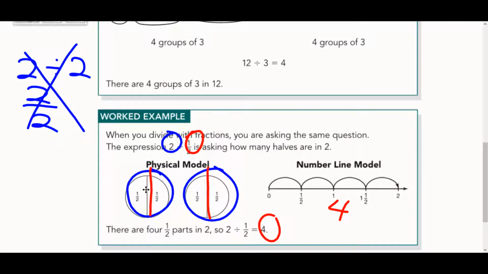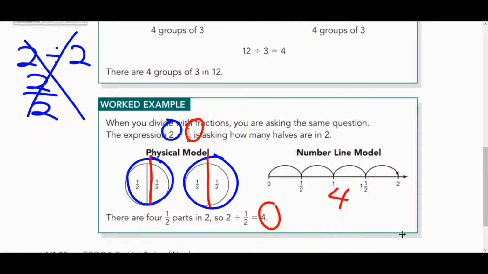We take our 2 whole circles and we cut them into halves, and then we count how many pieces we have. We have 4 pieces. 1, 2, 3, 4. So the answer to 2 divided by 1/2 is 4. Same thing over here with our number line. We have 2 whole, and if I count by halves, 1/2, 1 whole, 1 and 1/2, 2 whole, I skip 4 times. So either way, 2 divided by 1/2 is 4.